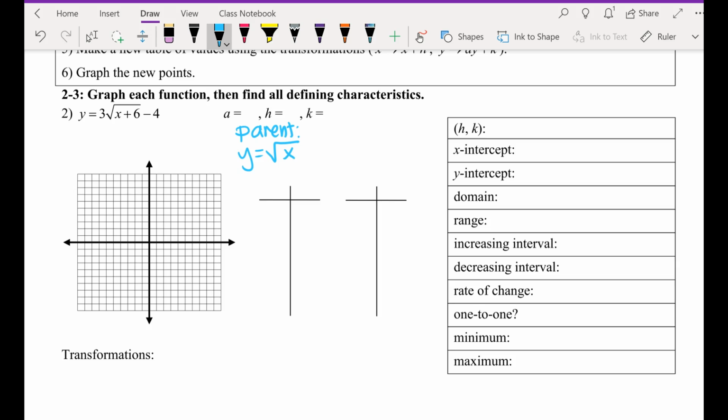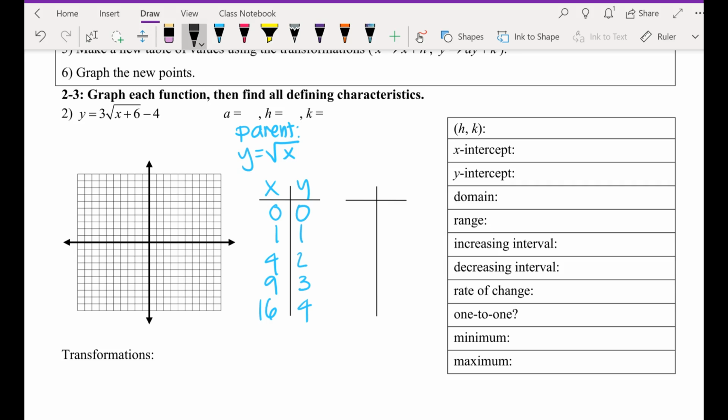We are going to need 5 inputs and 5 outputs. So if you don't remember what it is, look at your previous graph. What are, Amina, the 5 inputs and 5 outputs of our parent? Thank you. Then we're going to identify your A, H, and K.